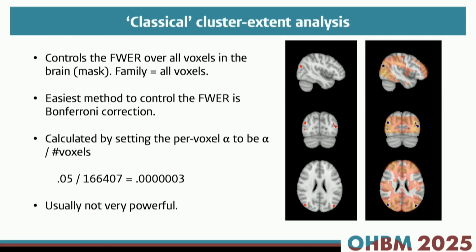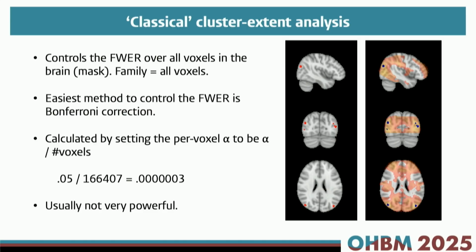So one way to do it is to do Bonferroni correction, which is the easiest thing to do. But as you can see, you're not left with a lot of activation there. If we want to control the family-wise error rate over all voxels in the brain mask, we just divide the p-value that we want, so 0.05 or another one, by the number of voxels that we're testing, and then we get a p-value at which we can threshold this image.